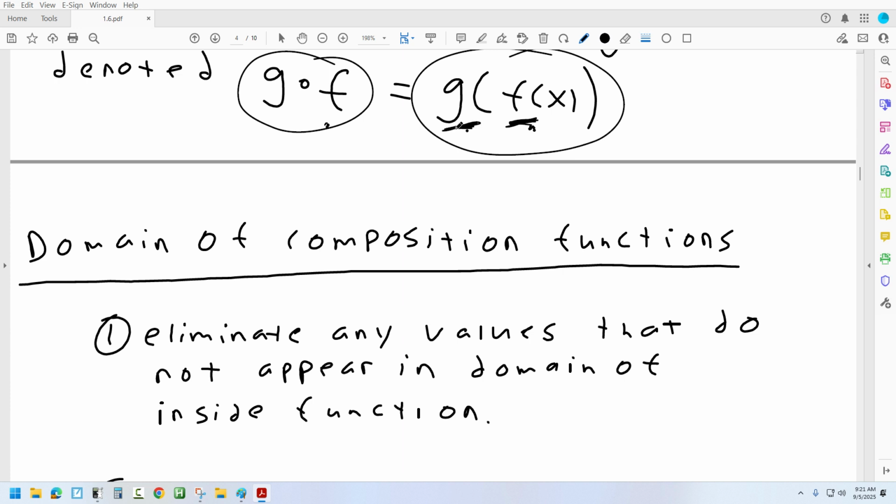So the first thing I would do is look at the inside function and ask myself, are there any values I need to eliminate from that one? What kind of values would I need to eliminate? Anything that causes me to divide by 0, anything that causes me to take the square root of a negative. So that's the first step. Start with the inside function and eliminate any values that are not part of the domain of that one.